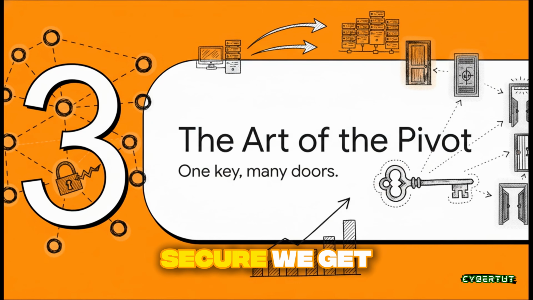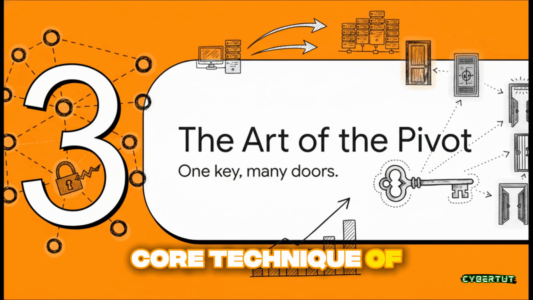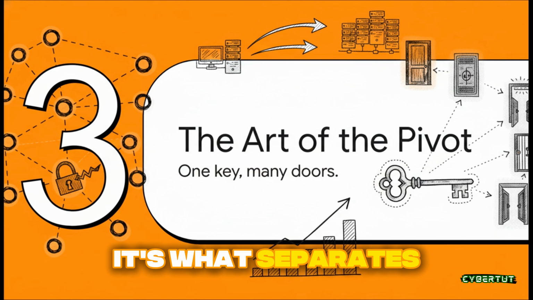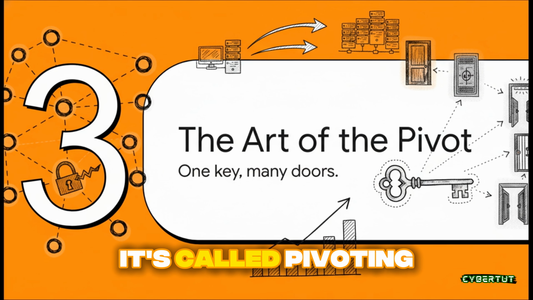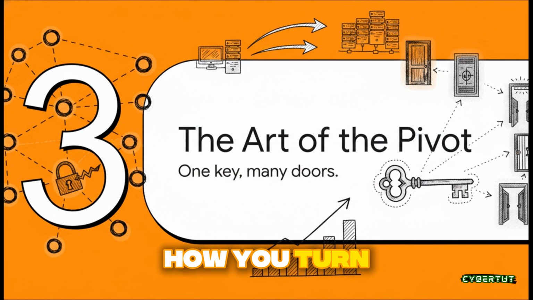With our foothold secure, we get to the really cool part. This is the core technique of the whole operation. It's what separates the amateurs from the pros. It's called pivoting. And it is how you turn one compromised computer into a key that unlocks the entire kingdom.